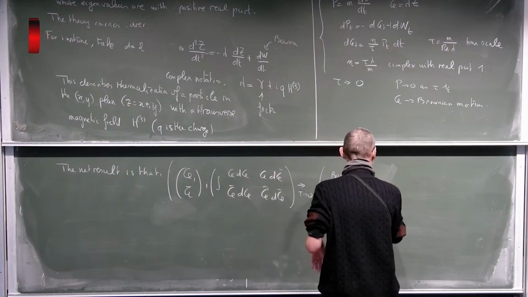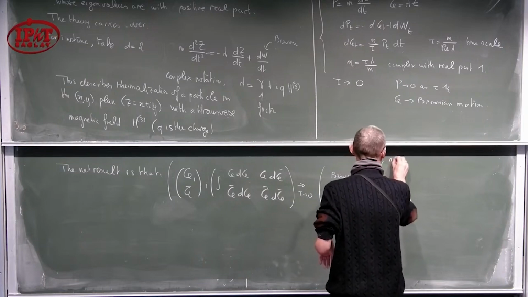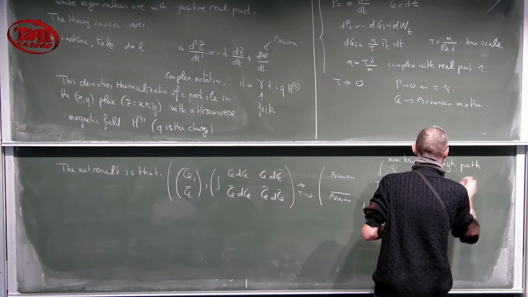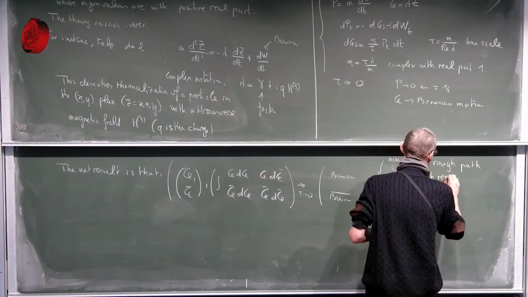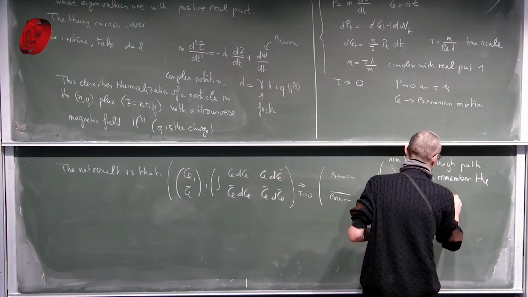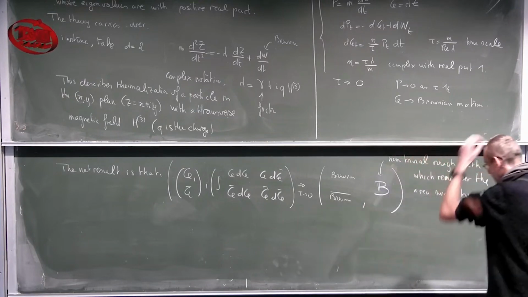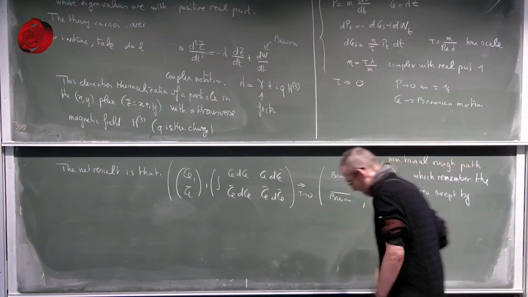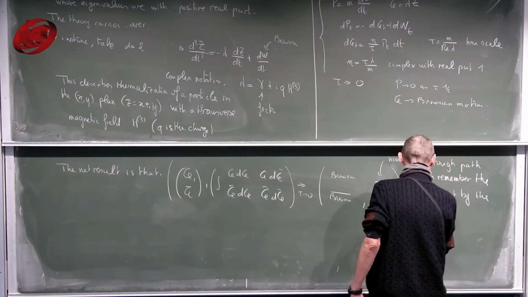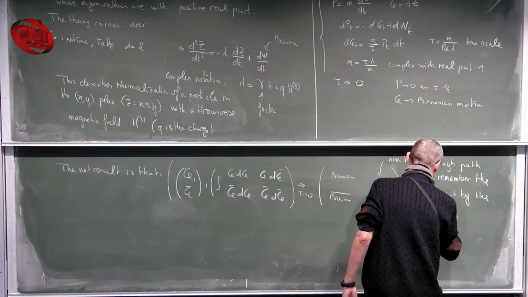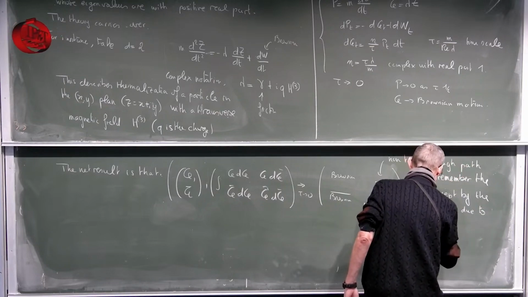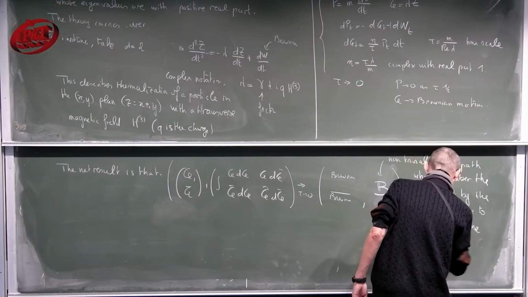And the non-trivial B, a non-trivial first path, which remembers the area swept by the Brownian motion, by the particle motion, due to the presence of the magnetic field.